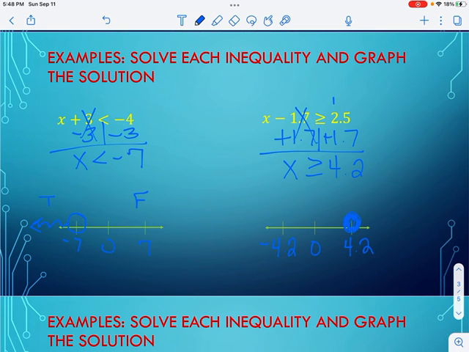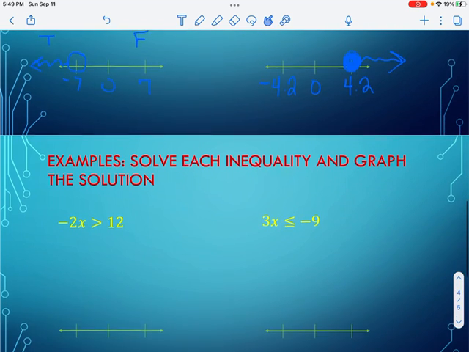So now when I come in to graph it, I look at 4.2. I'm a closed circle at 4.2. And it says x is greater than or equal, so I'm closed, but it's also greater than, which would mean I would shade to the right. And that's how we do the addition and subtraction ones.